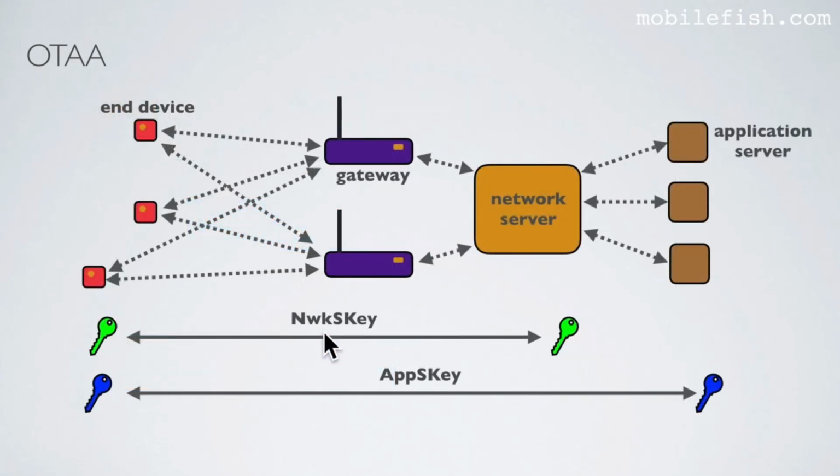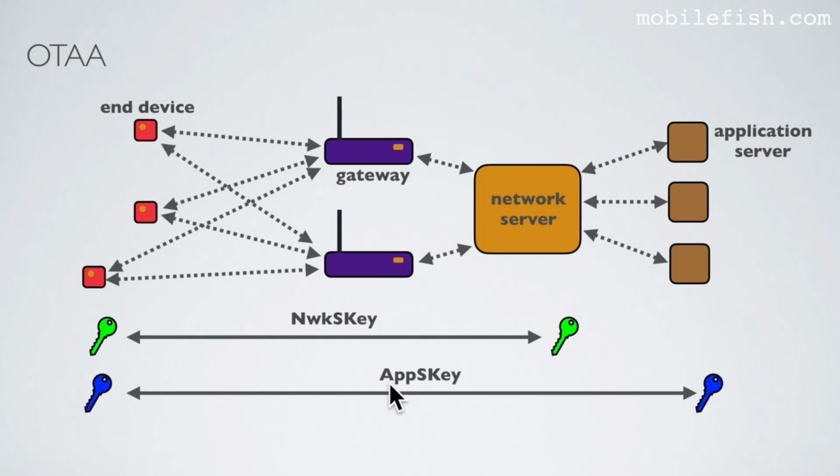The network session key is used by the end device and network server to calculate and verify the message integrity code of all data messages to ensure data integrity. The network session key is also used to encrypt and decrypt the payload. The application session key is used to secure end-to-end communications between the end device and the application server. The shared symmetric key is used by the application server and end device to encrypt and decrypt the payload.